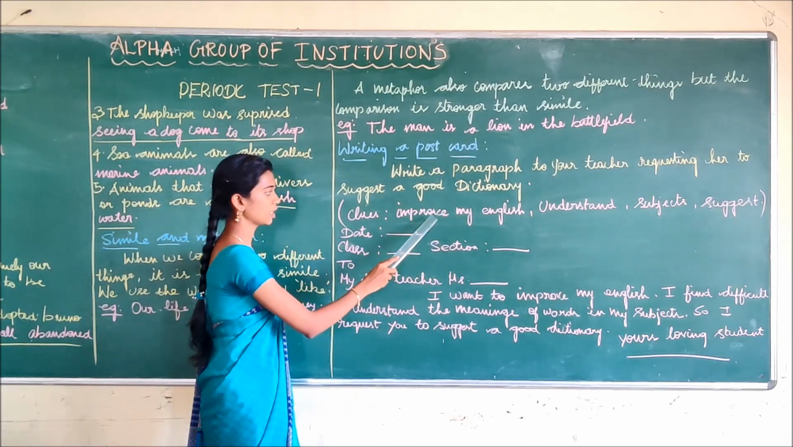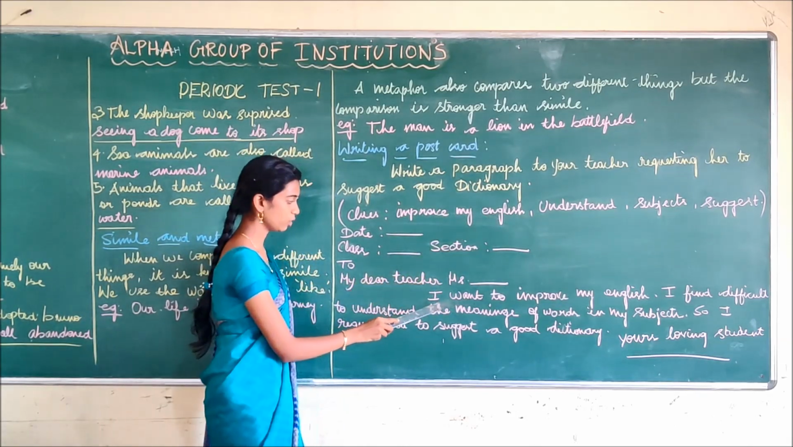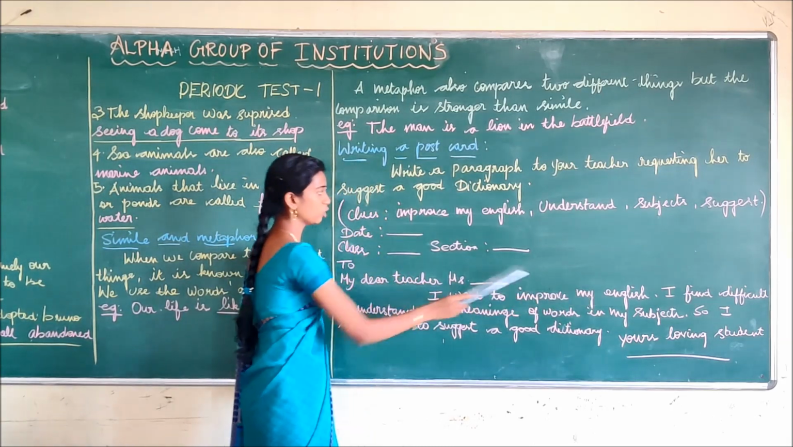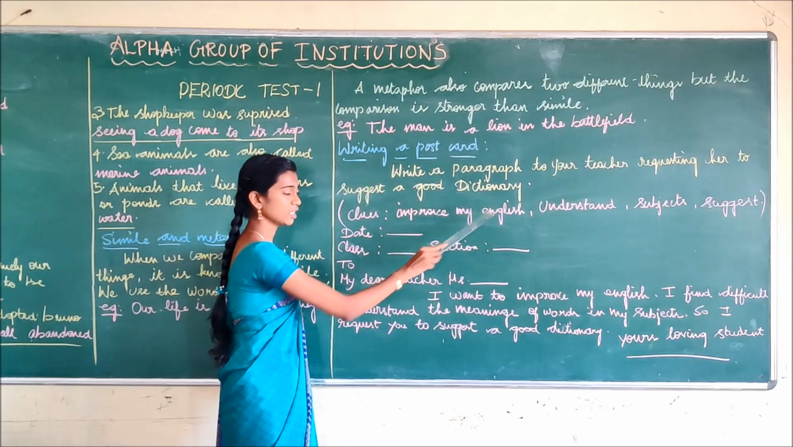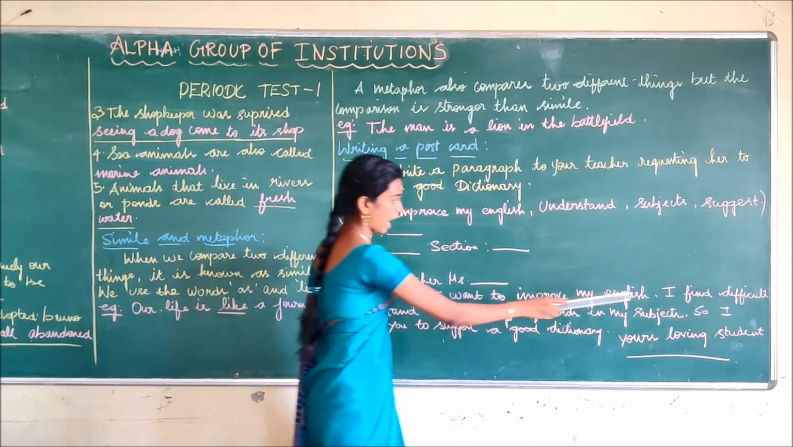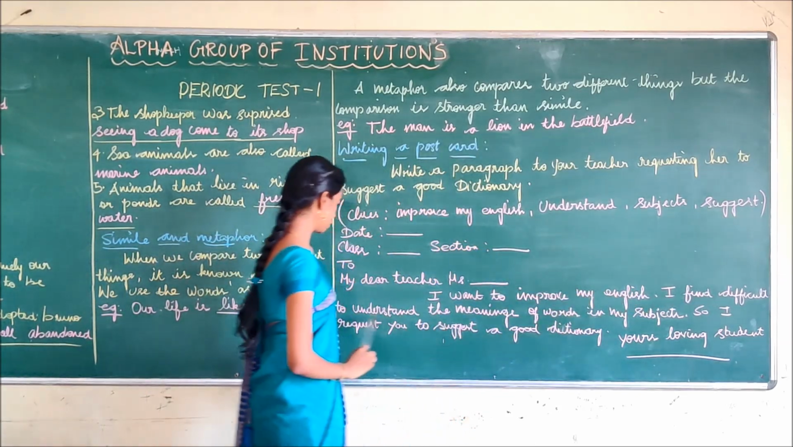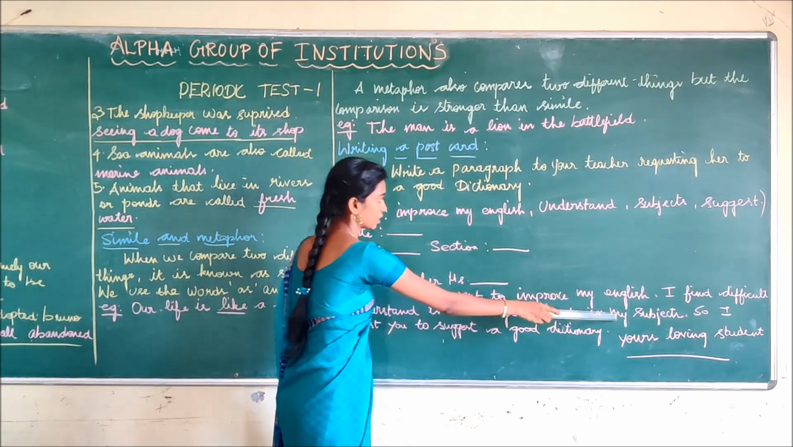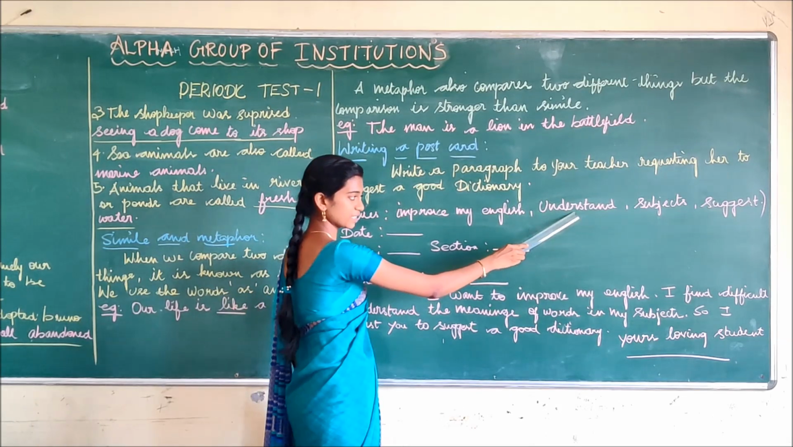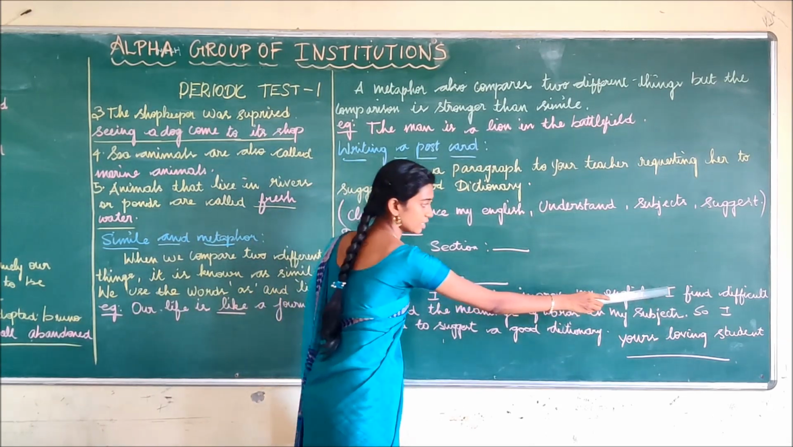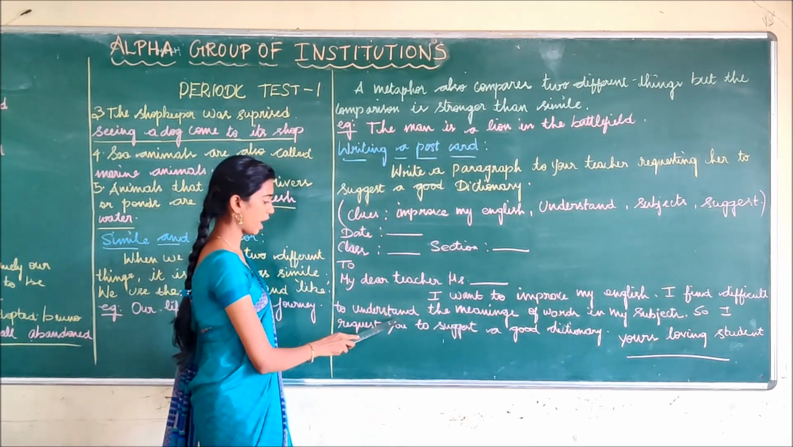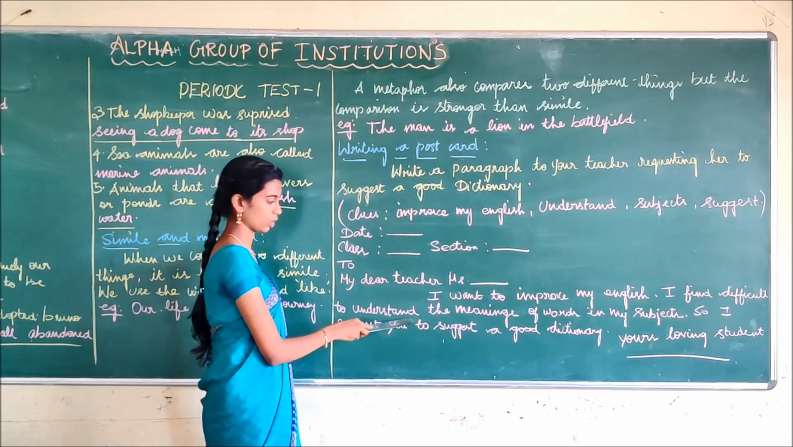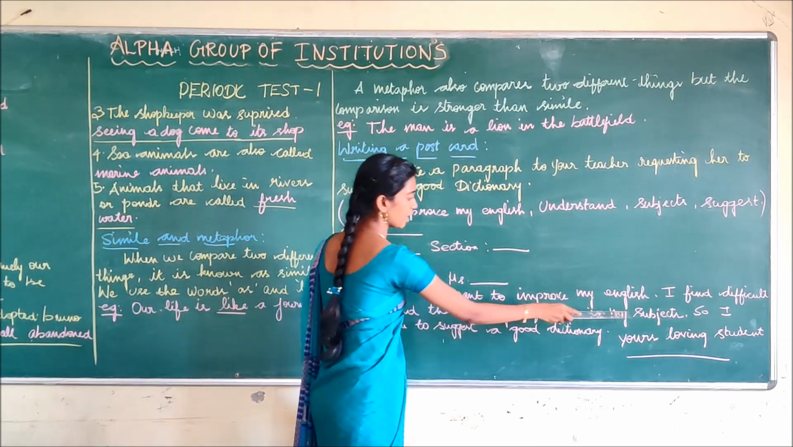So what are those clue words? Improve my English. So I want to improve my English. So you have to write a sentence using these clue words. I find difficult to understand the meanings of words in my subjects. So the second clue word is understand. So see the second sentence. I find difficult to understand. So I have used the clue words in this sentence. Okay. The meaning of the words in my subjects.